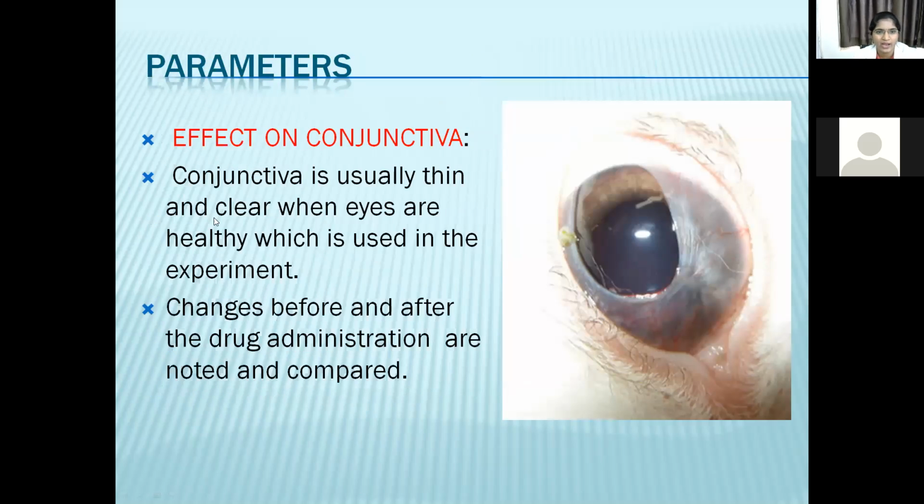So first, we have to select a healthy rabbit. The conjunctiva is usually thick and clear when the eyes are healthy, so this is used in the experiment. So this is the conjunctiva. First we have to select a healthy rabbit and see that proper conjunctiva is there or not, and changes before and after the drug administration are noted and compared with control.